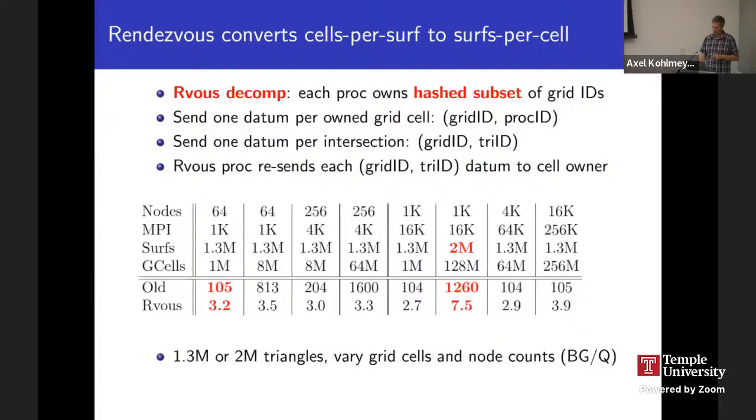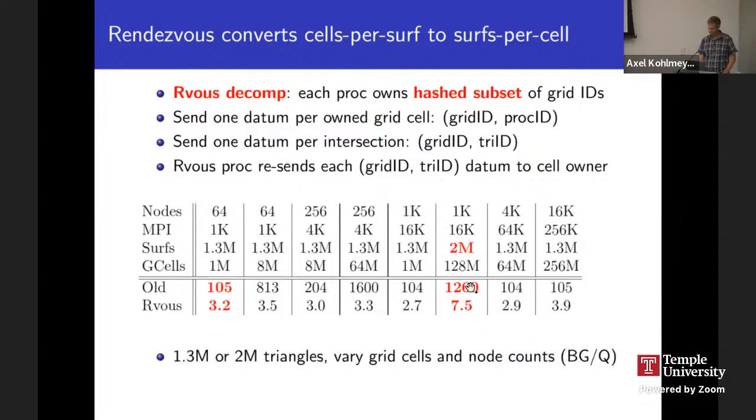Okay, so here's a few timings again. This is not weak scaling now, it's sort of strong scaling in the context of the number of triangles anyway. So I think this was Blue Gene Q again from 64 nodes up to 16,000, 16 cores per processor. So that's 250,000 MPI tasks. The surface counts here are mostly 1.3 million, but we did one largely with 2 million. And so the grid cells vary from 1 million up to 256 million.